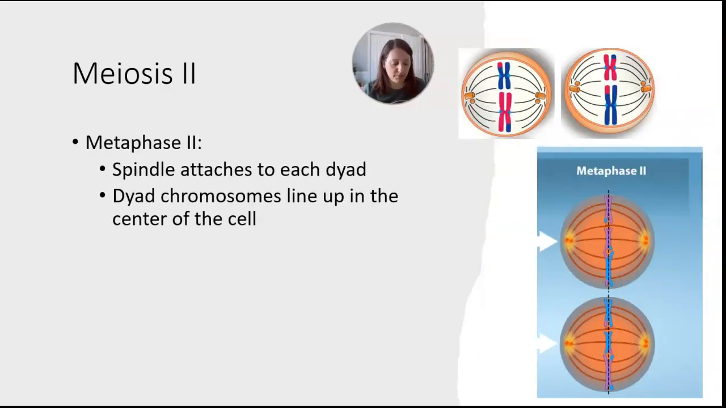We then enter into metaphase 2. So the phase names are the same, right? Nice and easy. When you think metaphase, I want you to think middle. During metaphase 2, the meiotic spindle will attach to each dyad chromosome, and each of those dyad chromosomes will line up single file now in the center of the cell.